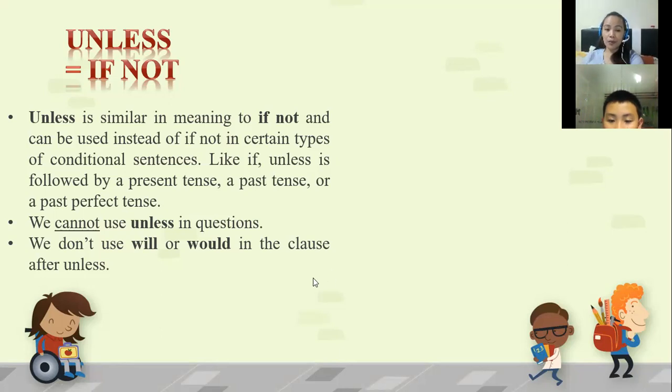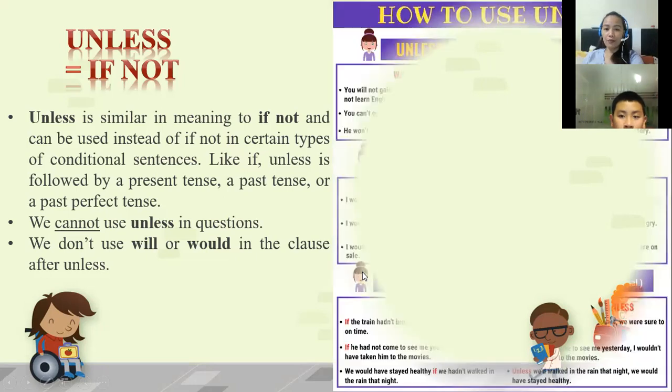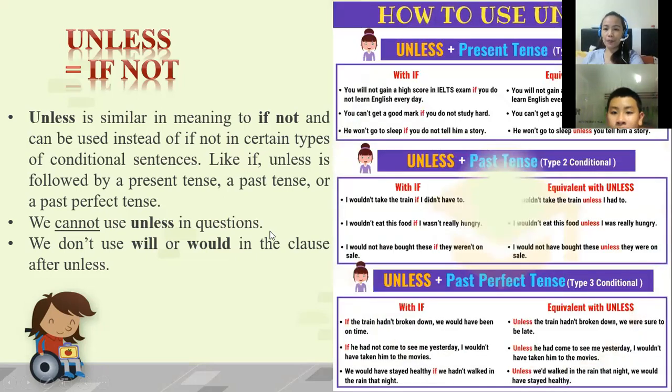Okay, so look at the example. We cannot use unless in questions, yes. We don't use will or would in the clause after unless. Yes, it's not possible. Now let's have a look at this. Let's move first with unless plus present tense. With if, you will not gain a high score. Can you read the example?